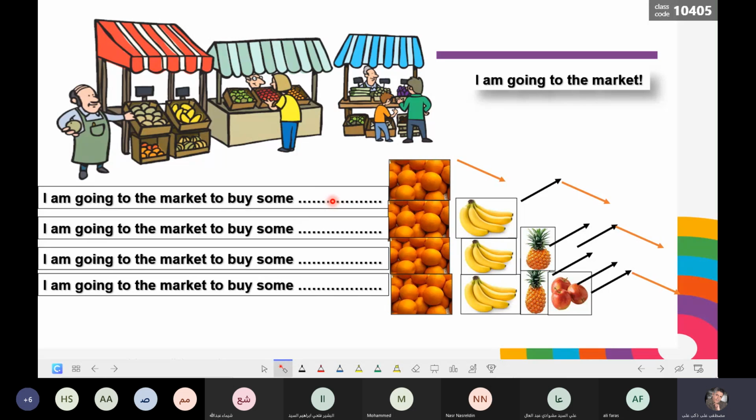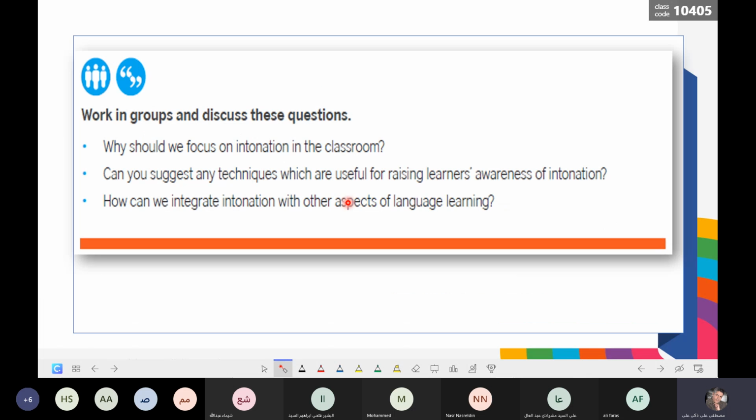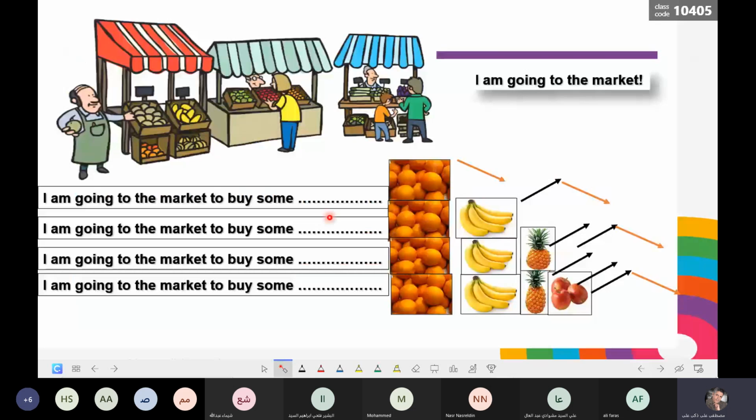And what about the word oranges? Of course, it's important to give a stress on the word orange. Okay, so if I say I'm going to the market to buy some oranges, the word orange is going to be stressed, giving more importance. Of course, it will have a stress. It's important. Okay, if I'm going to say I'm going to the market to buy some oranges and bananas.